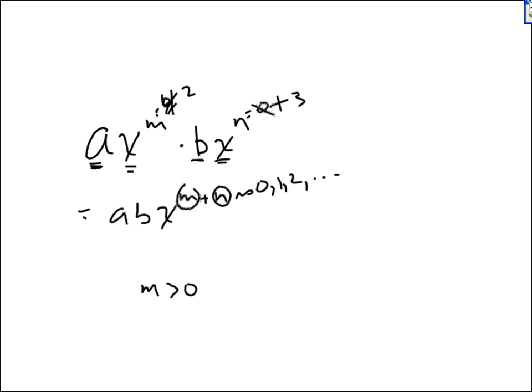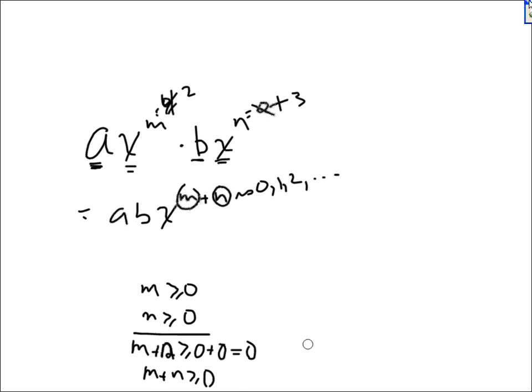If m is greater than or equal to 0, and n is an integer greater than or equal to 0, when you add them, you get greater than or equal to 0 plus 0, which is 0. M plus n is greater than or equal to 0, and since m and n were both integers, their sum will be an integer. So yeah, you can multiply. I was greatly mistaken. The next thing we want to talk about is how to find the degree of a polynomial.